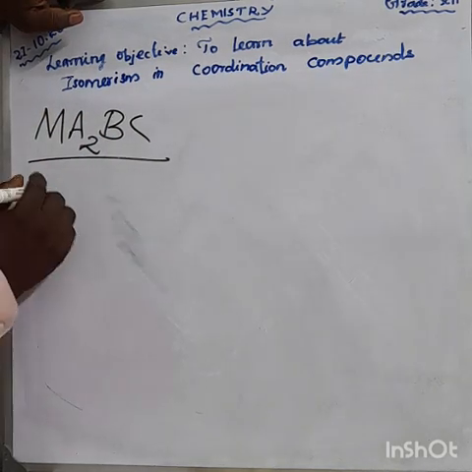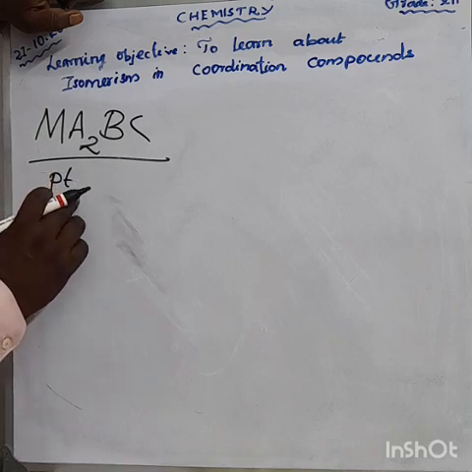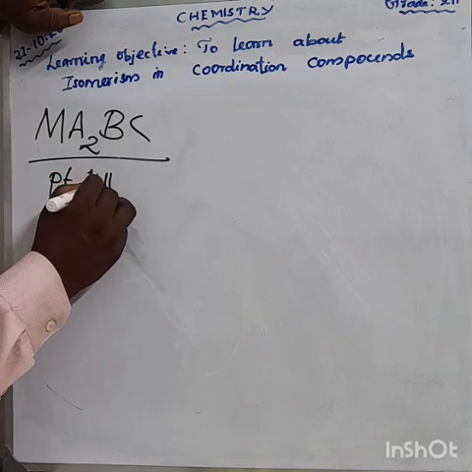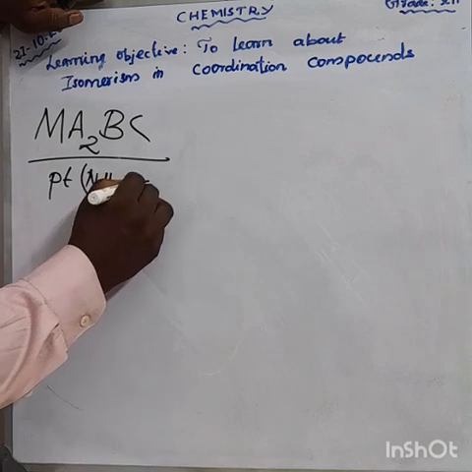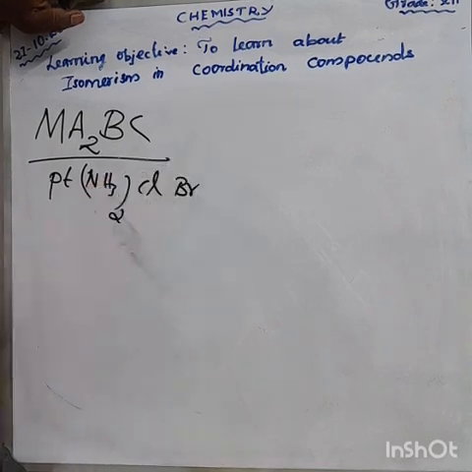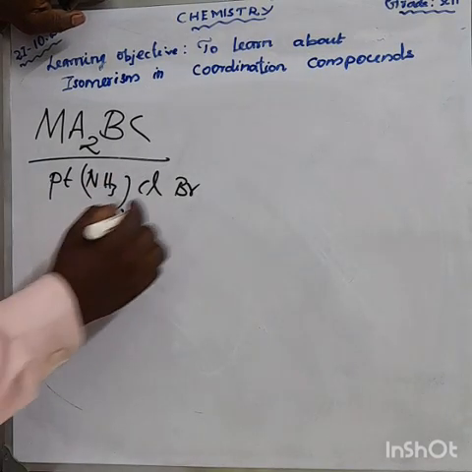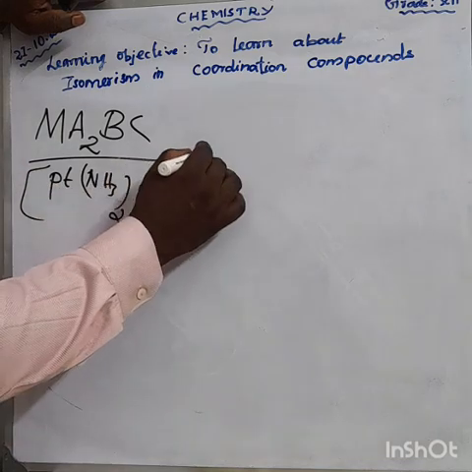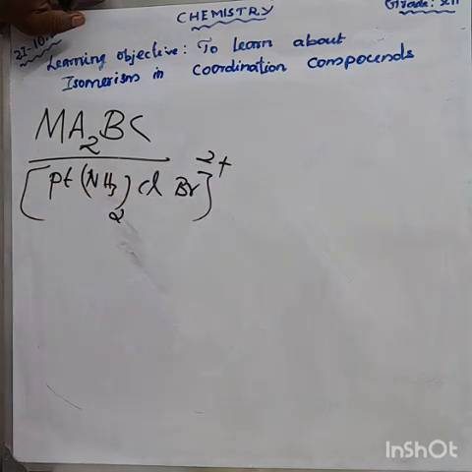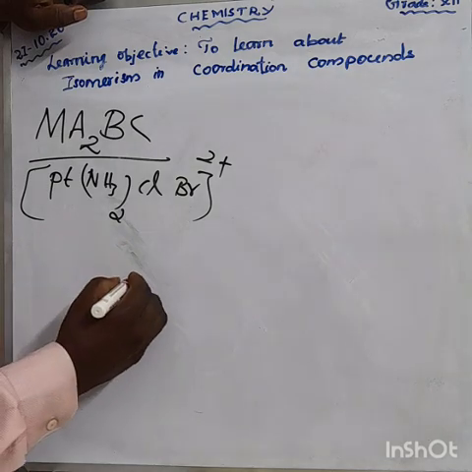Example: Pt, NH3 twice, Cl, Br. These are the ions we are taking, and their complex is 2 plus. This is an example.